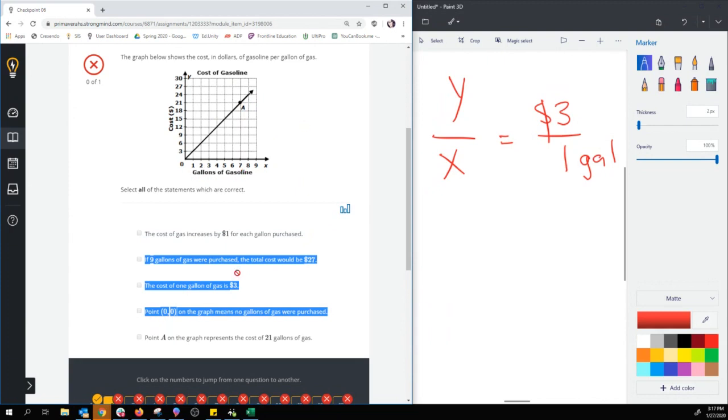So the three that we want to select for this one are these three that I have highlighted here in blue. So let me know once you've finished. Go on to the next one.